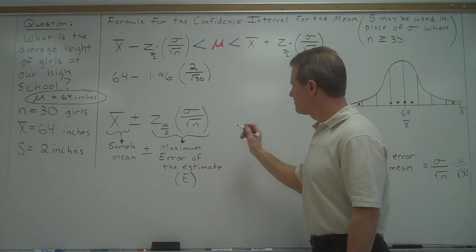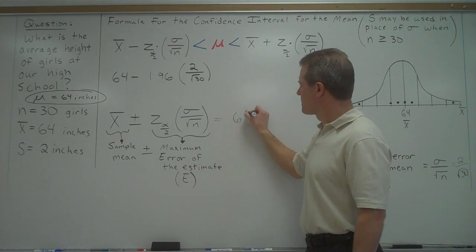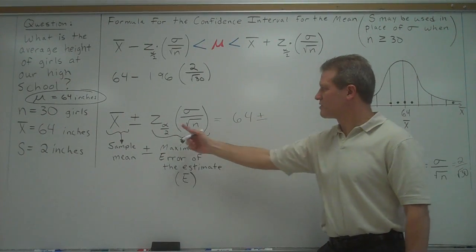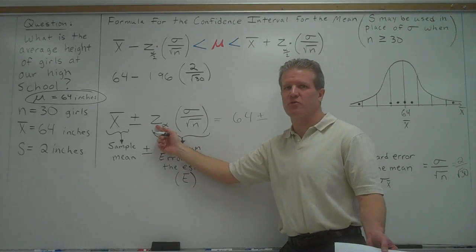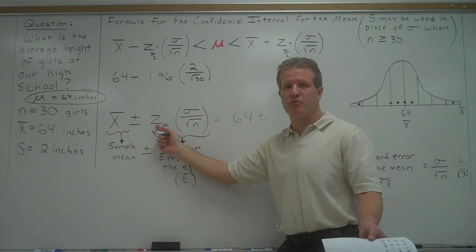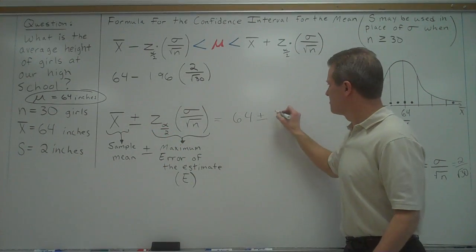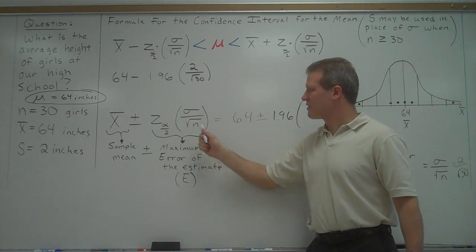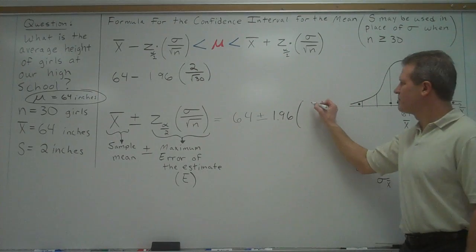So in this case, we're at a mean of 64 inches. A 95% confidence interval tells us to go 1.96 z-scores, or a z-score of 1.96, which means we're going 1.96 standard errors both above and below the mean. And the value of each of those standard errors would be found by doing 2 divided by the square root of 30.